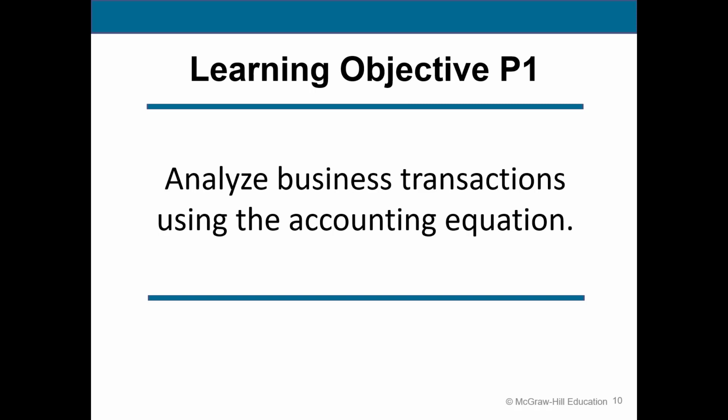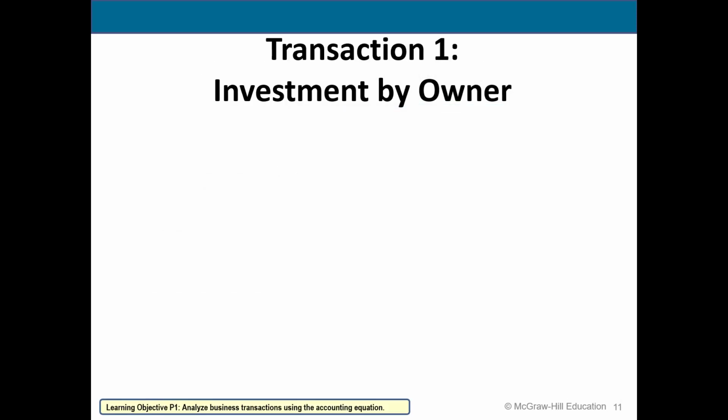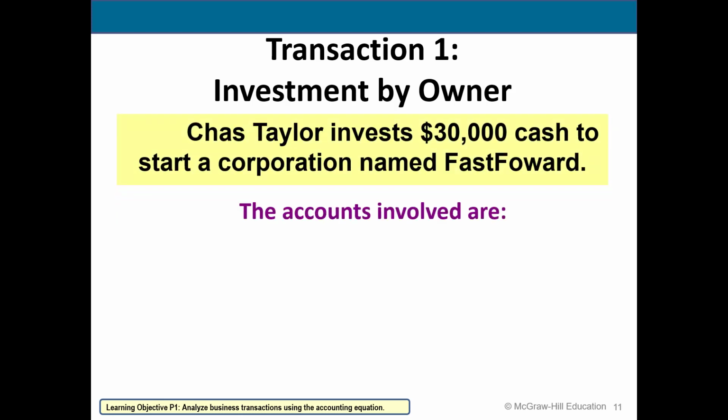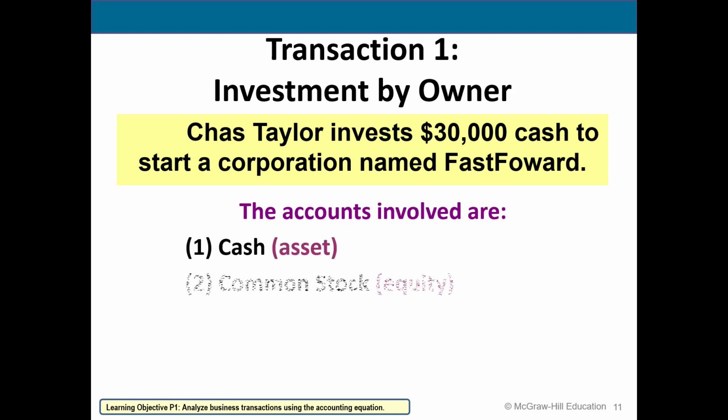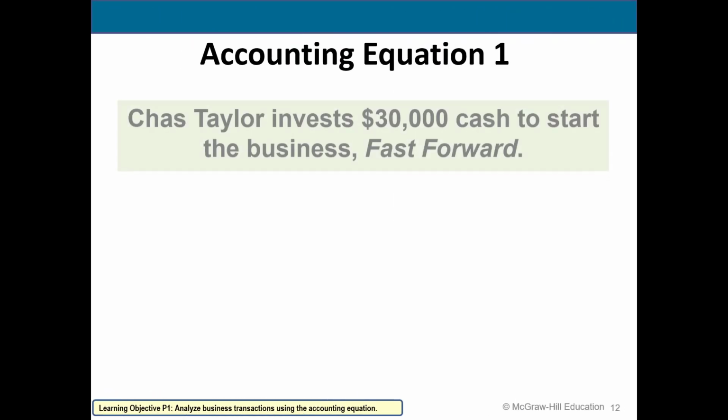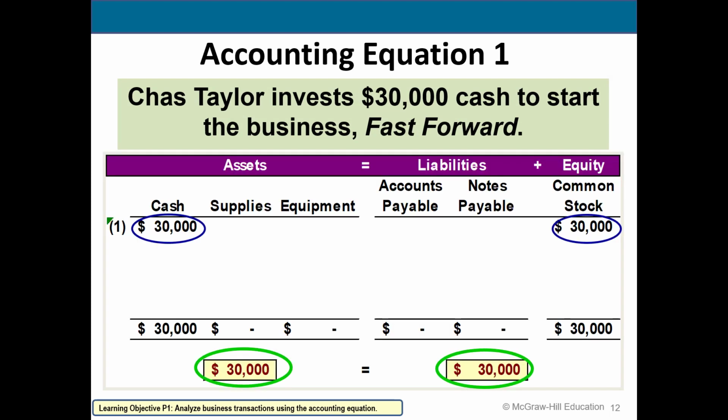So now we're going to look at various transactions that affect a business. We will look at 11 transactions of FastForward Company. Chaz Taylor invested $30,000 in cash in exchange for common stock. So first we have to identify the types of accounts that are affected. So cash came into the business, so cash is increased, and common stock was provided, so that also increased. So this is what it looks like when we look at the accounting equation. Cash went up $30,000, as you can see here, and equity also went up. And then you can see the balances here, 30,000 assets, 30,000 on liabilities plus equity. So the accounting equation is in balance.